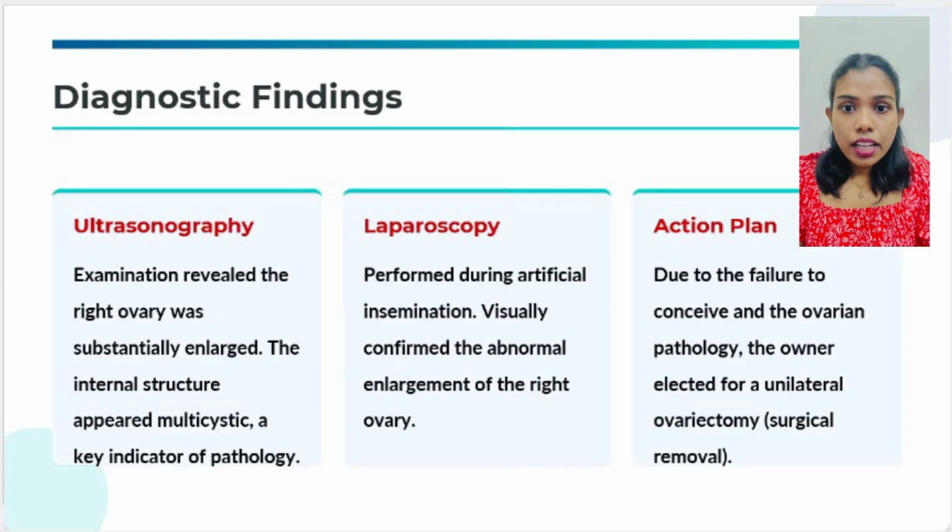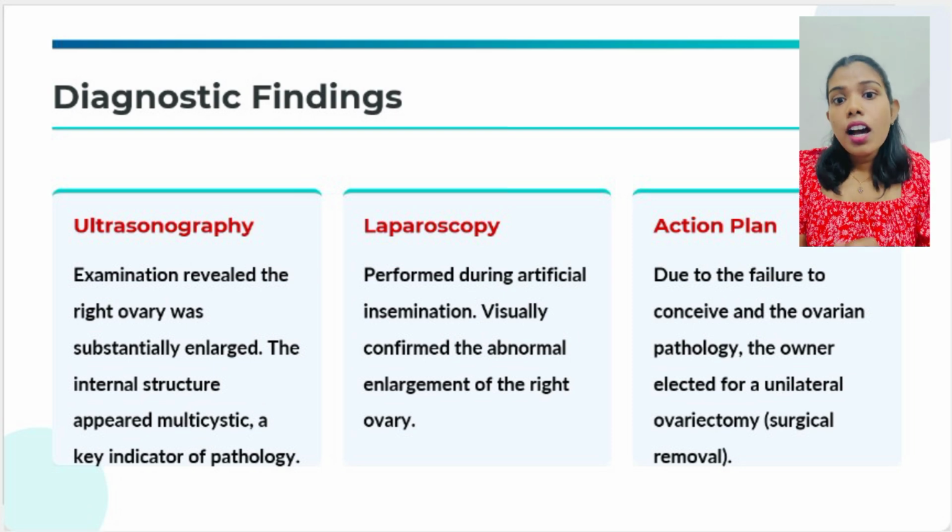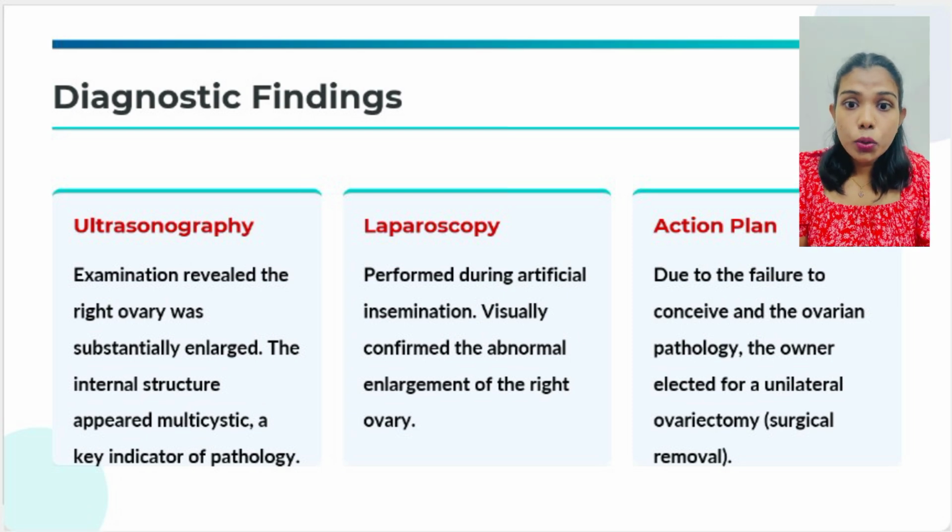Ultrasound showed that the right ovary was noticeably enlarged and multicystic, and also during the laparoscopic artificial insemination, the right ovary was seen again in the same abnormal way. Based on these findings, the owner decided to go for a unilateral ovariectomy to remove the affected ovary and to carry out further examination of it using histopathology.